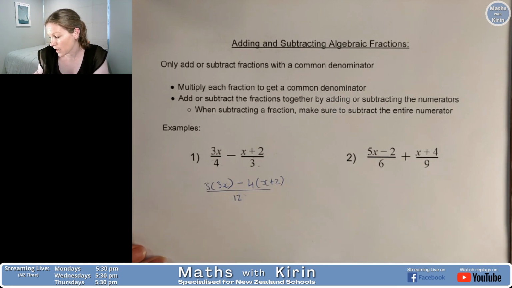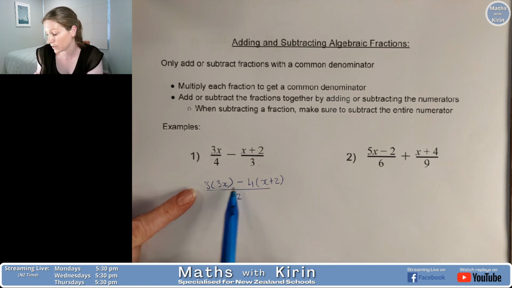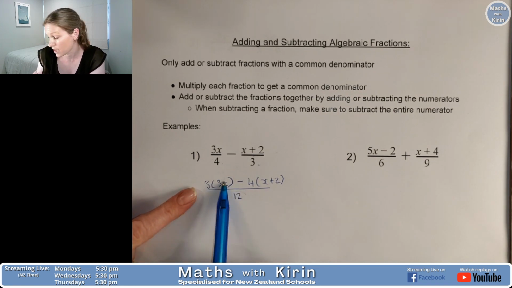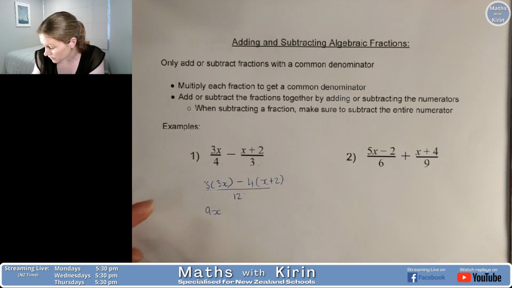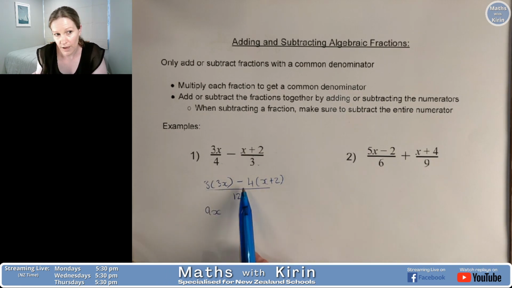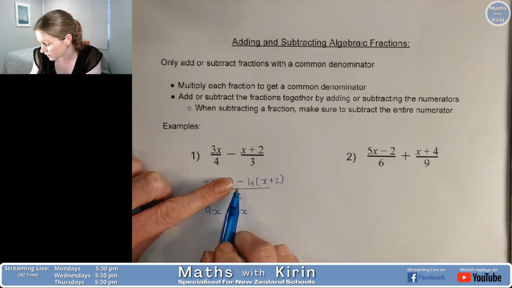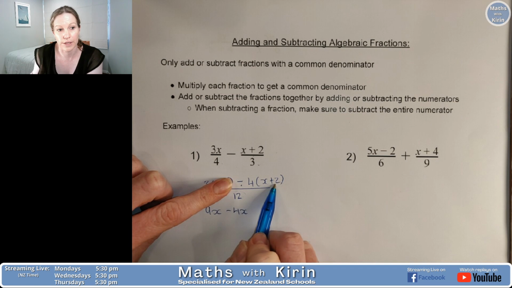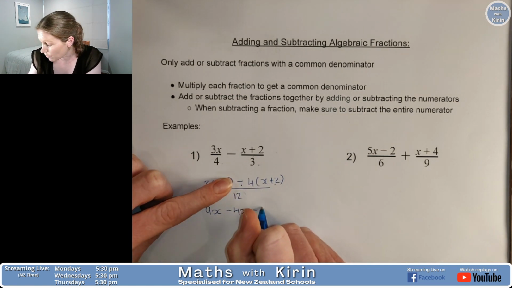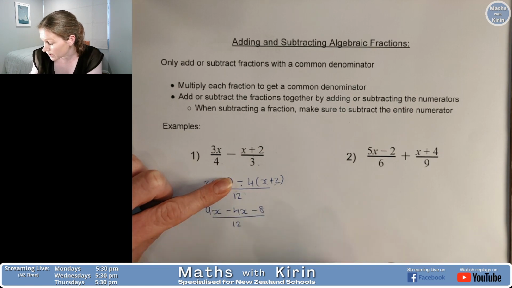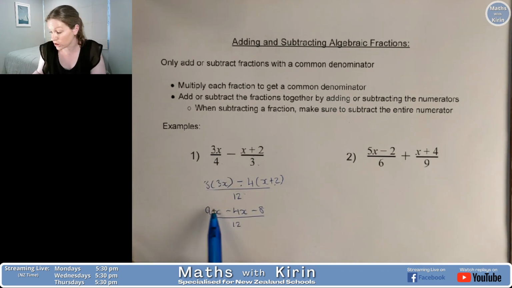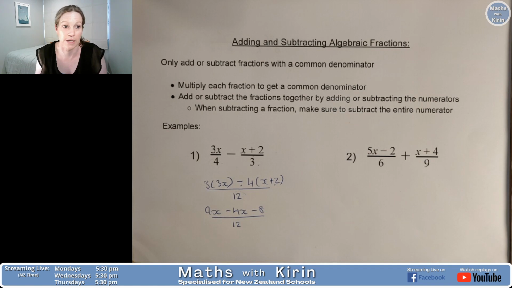So from here, we're just going to focus on that numerator, so the top line to start with. We're going to expand it out and then we'll simplify. So 3 times 3x is 9x. And then we've got minus 4 times x will give us minus 4x. And then minus 4 times 2, making sure that we're bringing that minus 4 all the way in, will give us negative 8. Our denominator is still the same. We haven't changed anything about the fraction. We've just expanded out those brackets on the numerator there.